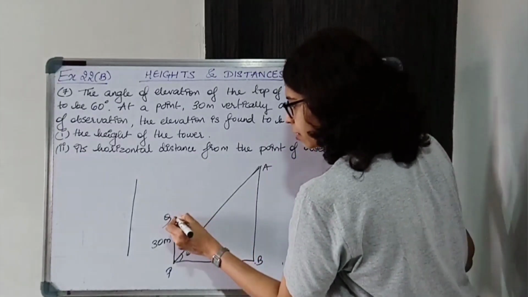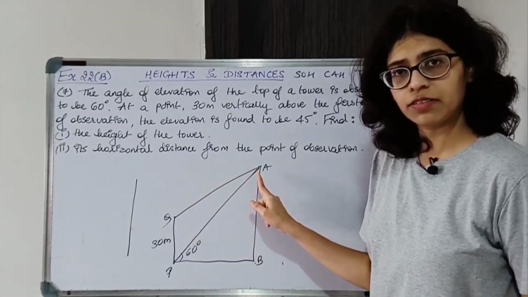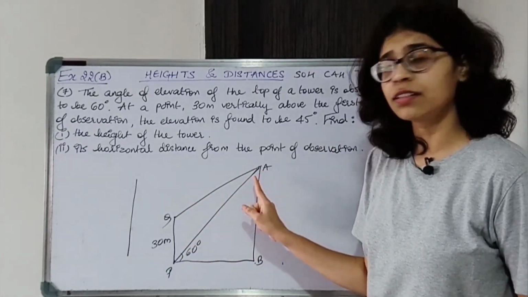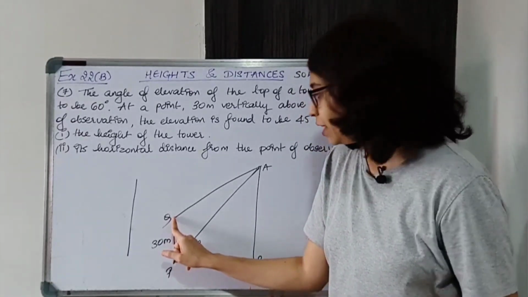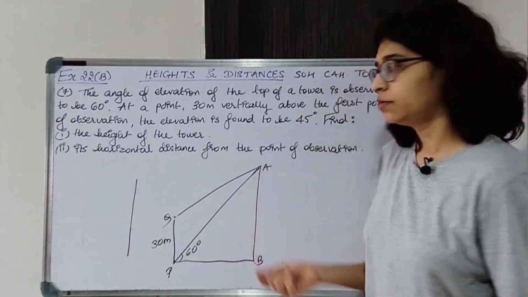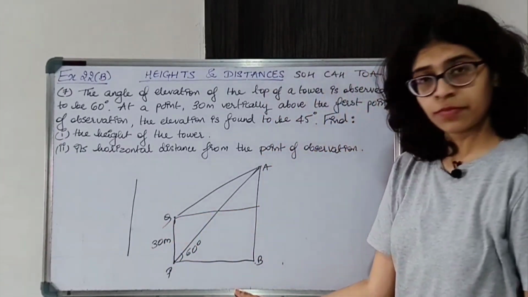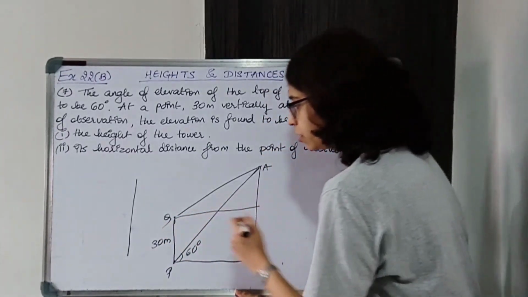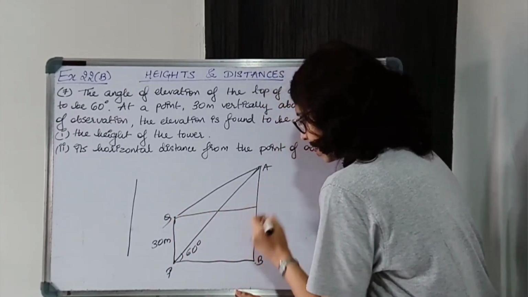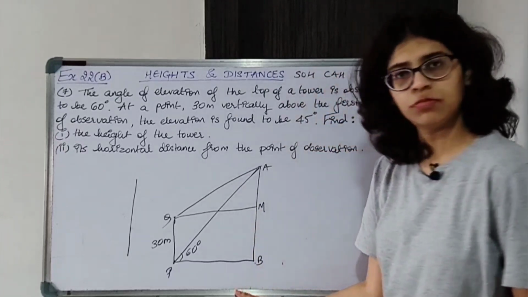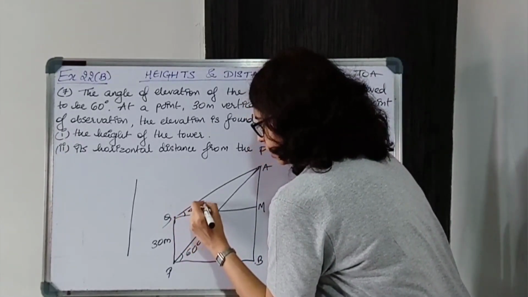So you are observing the top of the tower. This is the line of sight. The angle between the line of sight and the horizontal is the angle of elevation. Do we have a horizontal over here? No. So you have to construct the horizontal. Draw the horizontal. Now let this horizontal meet AB at point M. This angle is 45 degrees.